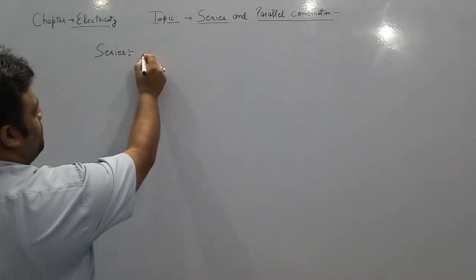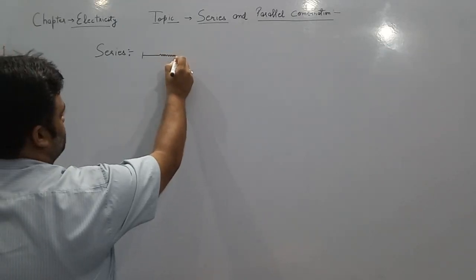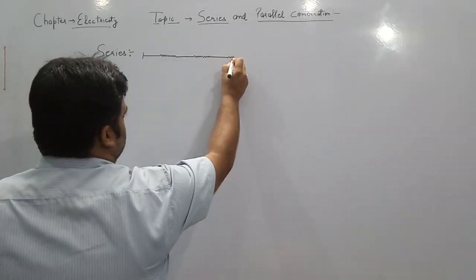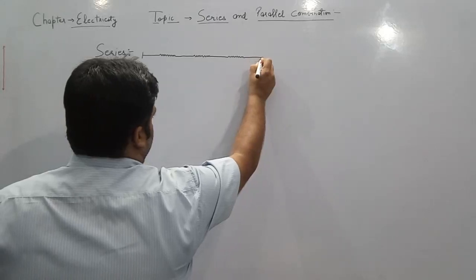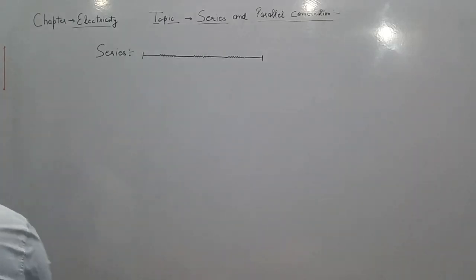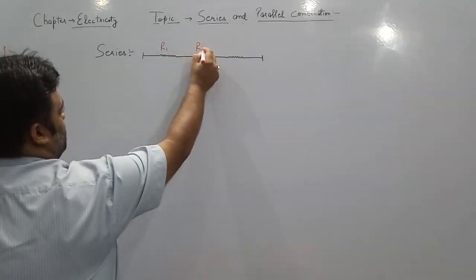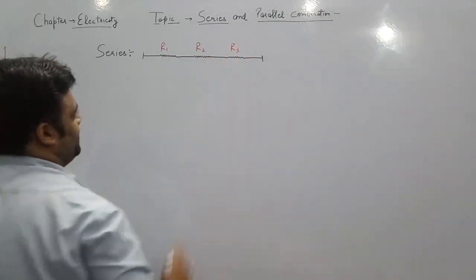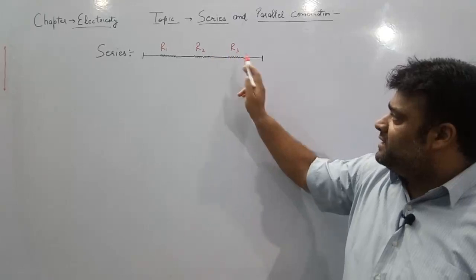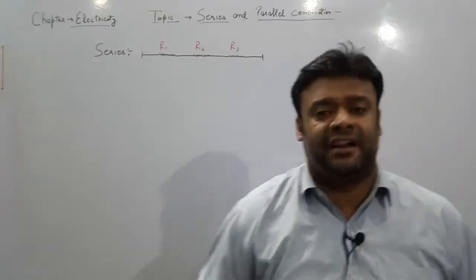When we say series combination, it means resistances are connected one after another in a line or in a series, that is R1, R2 and R3. Suppose we take three resistances R1, R2 and R3 and they are connected in series, that means they are connected in a line one after another.